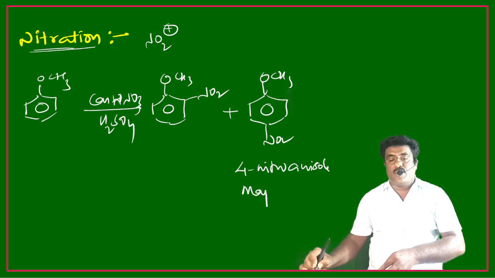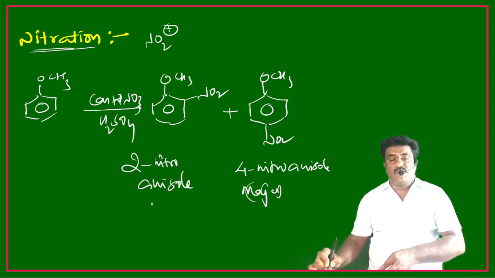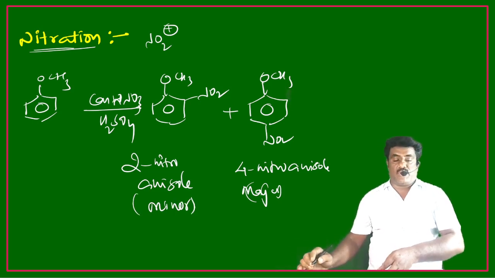This is the major. So 2-nitroanisole, see, 2-nitroanisole is the minor product. It is a minor product. It is a major product. Yes. Have a look for next.